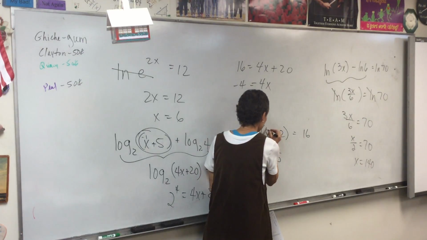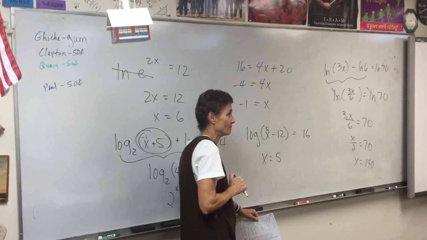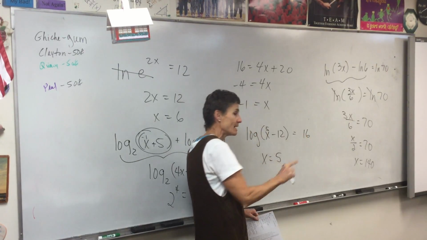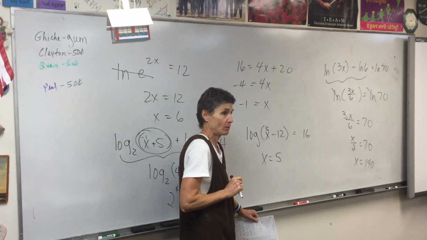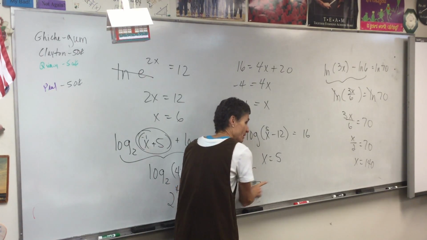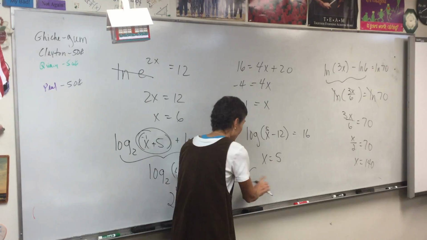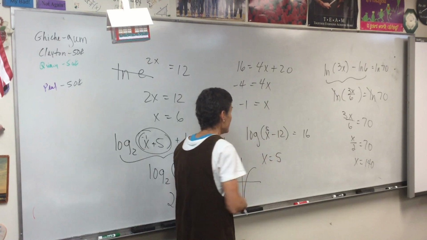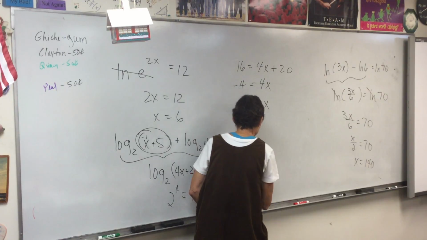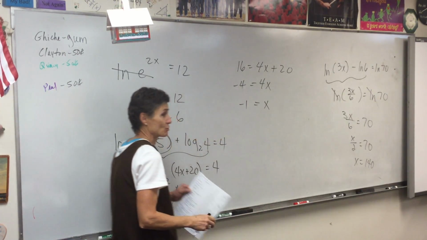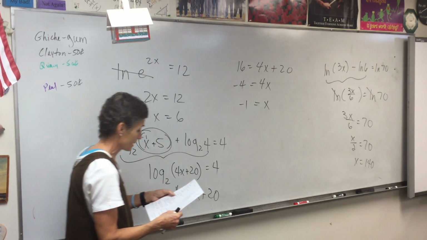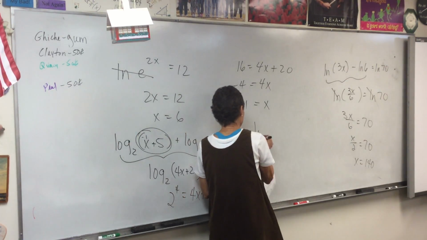Because what happens when you put 5 back into the problem? You get a negative number here. You cannot take the logarithm of a negative number. Remember, the domain of your logarithm is bigger than 0. This has to be bigger than 0. And so just keep an eye on that when you're solving your logarithmic equation. They can have extraneous roots. This one does not. This one's fine. Okay, what about G?